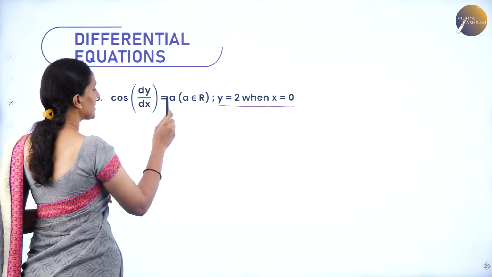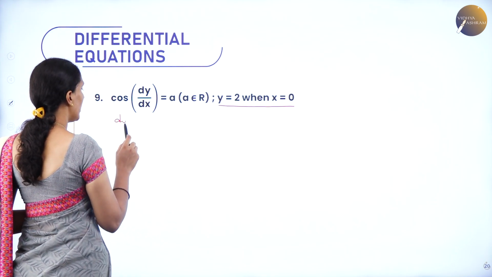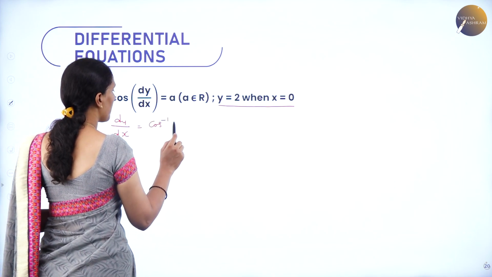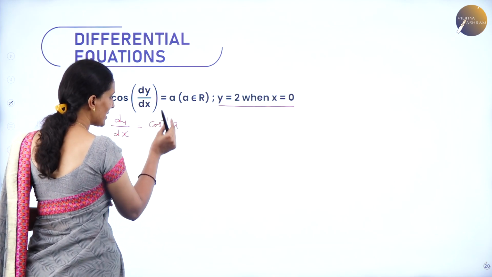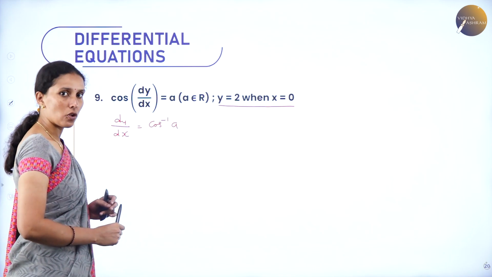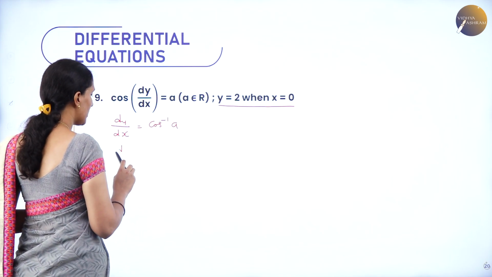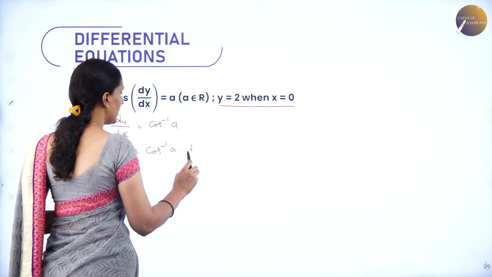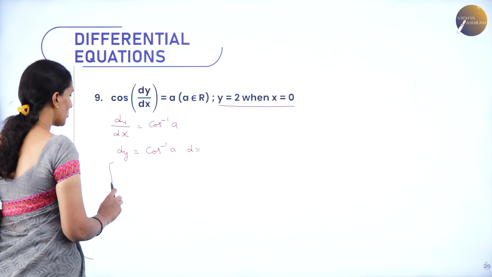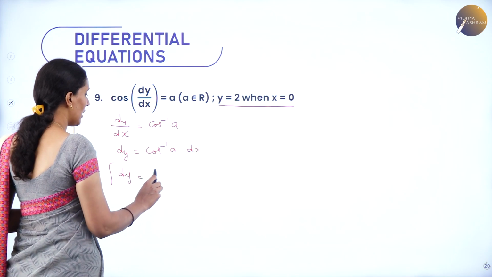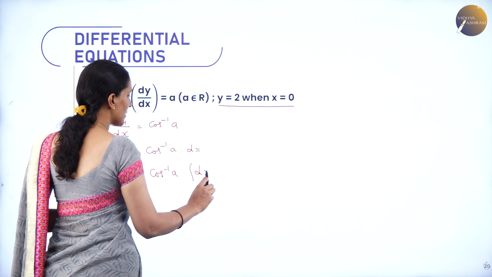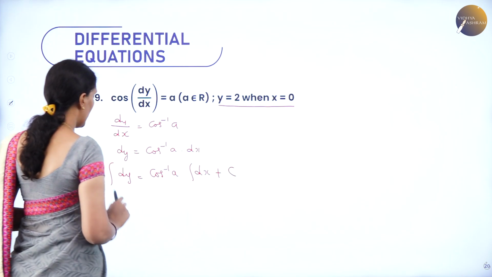cos(dy/dx) = a. So I'll write dy/dx = cos inverse a. Clearly this is a constant, because a is constant, cos inverse of a is also constant. Now separate it: dy = cos inverse a dx. Apply the integration on both sides. Integral of dy equals cos inverse a, taking it outside because it's a constant, integral of dx, plus c.